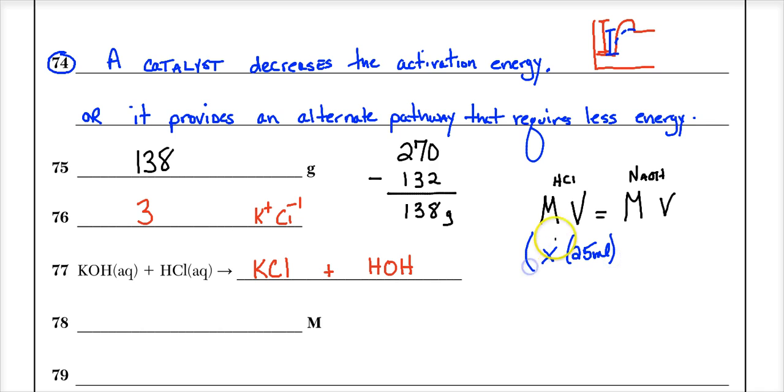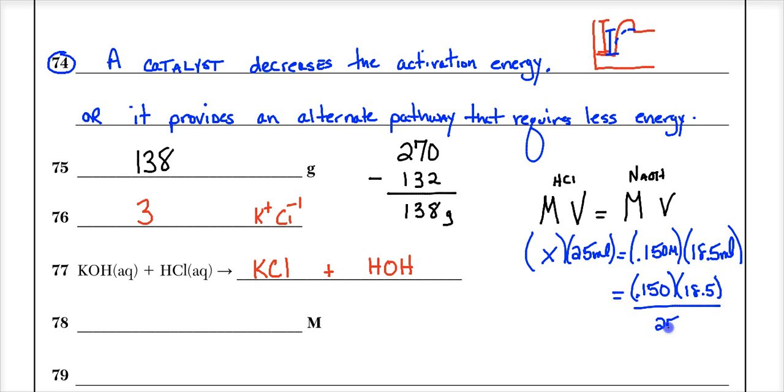And what we're going to do is set this equal to, because really this is moles of acid equals moles of base. The molarity of our standard solution is 0.150 molar. And the volume that we needed to neutralize was 18.5. So now we're going to solve for X. This becomes 0.150 times 18.5 divided by 25. And that's going to solve for the molarity.